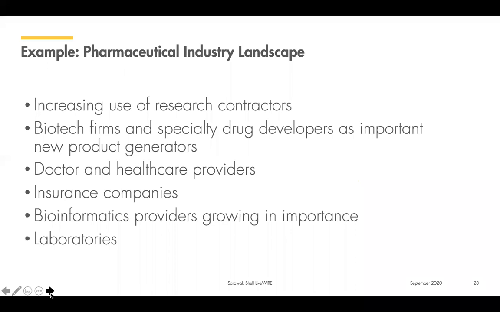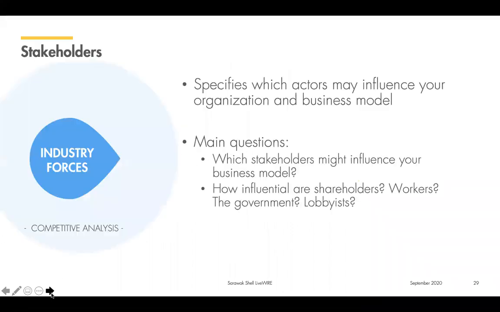So examples in the pharma industry are research contractors, biotech firms, specialty drugs developers, doctors and healthcare providers, insurance companies. Bioinformatics is growing in importance. These are companies that do data tracking, for example, glucose level or blood level using technology, as well as laboratories. And lastly, with industry forces, there are also stakeholders.